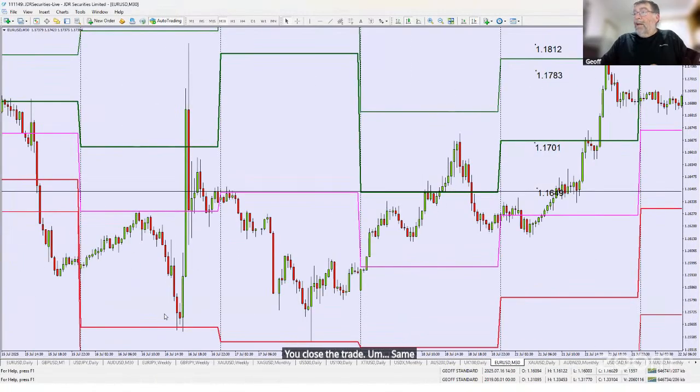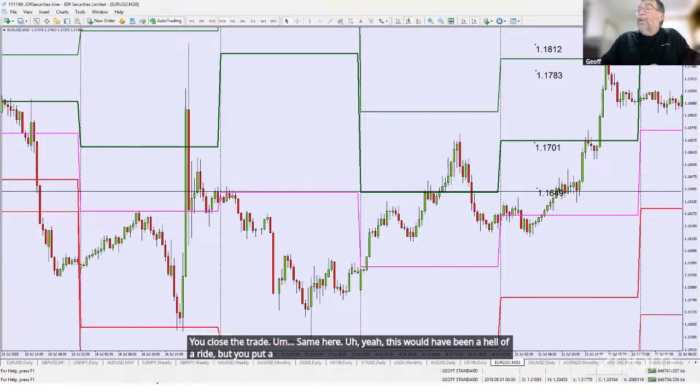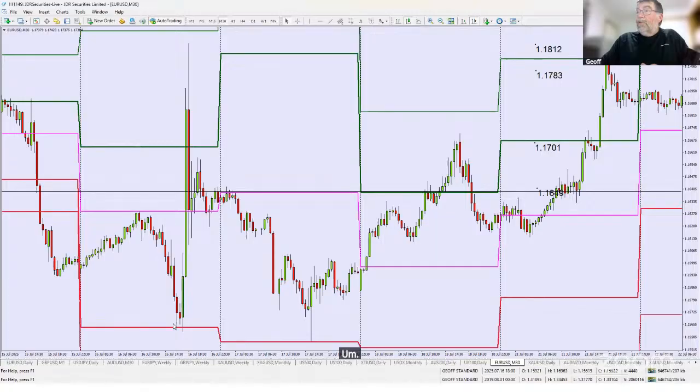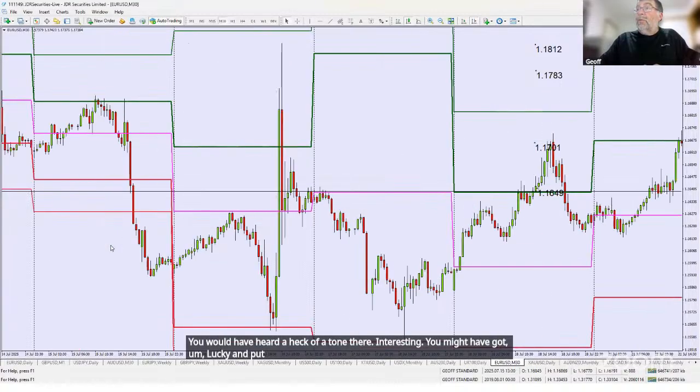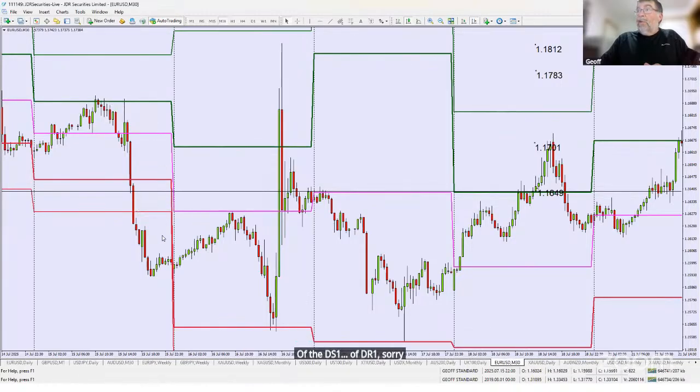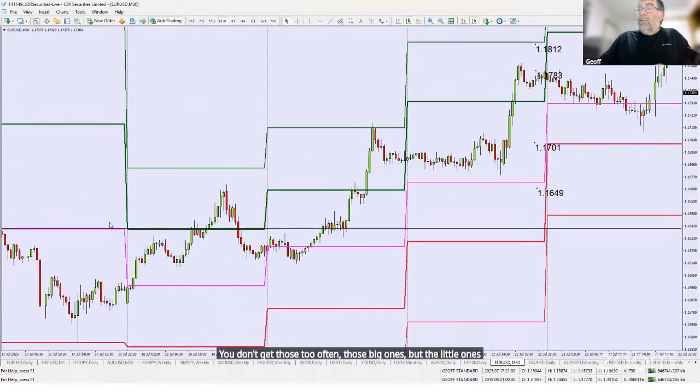Same here. Yeah, this would have been a hell of a ride, but you put a buy order here, stop loss is way down here somewhere, you got a positive close, and therefore you close the trade. That was a decent one, but my goodness me, you would have had a heck of a time there. Interesting. You might have got lucky and put a take profit here. That would have been good, but that's not the rule. And here again, you've got a sell order here off the DR1, sorry. Positive close is here. Nice trade. You don't get those too often, those big ones, but the little ones you get quite frequently.